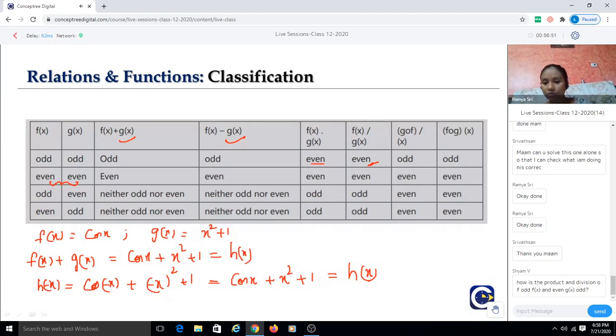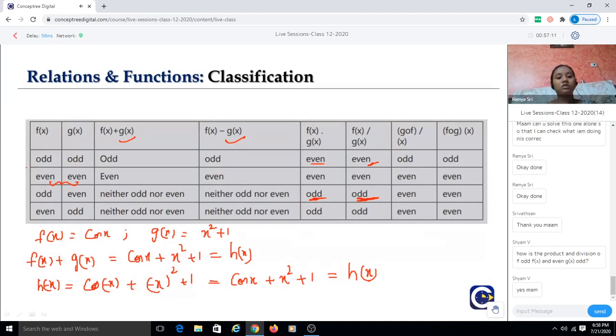Okay, someone raised the question, how is the product and division of functions odd and even? So are you asking about the third row? Okay, multiplication and division of odd and even.